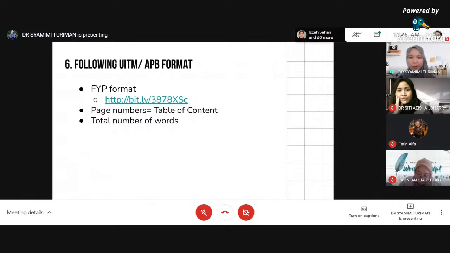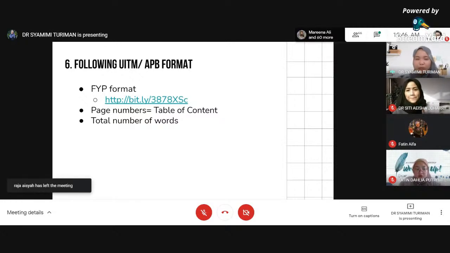Not sure if this is the last one. No, the second last one. A good FYP would follow your ITM or APB format. So this format is already made available to you to ease your job. I already pasted the link here.